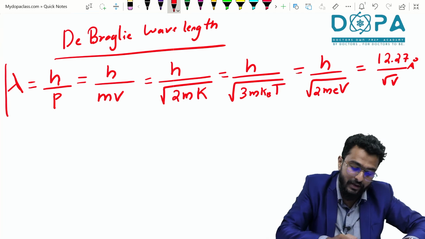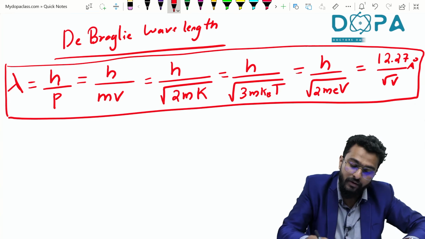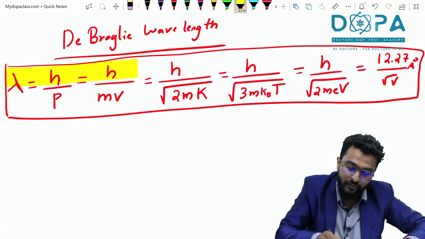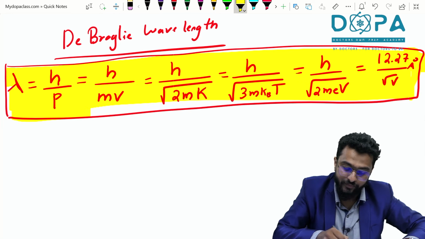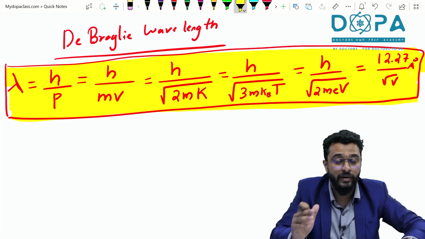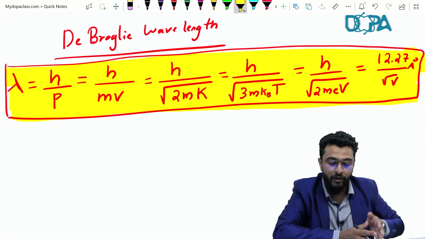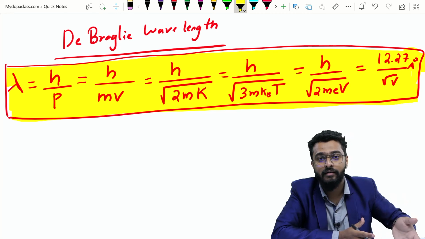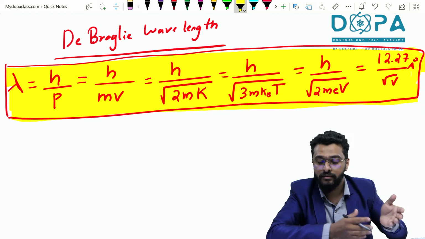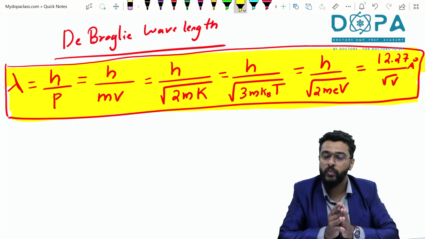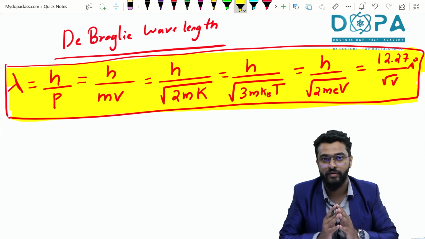Okay, so this is a set of equations for de Broglie wavelength. Here I am explaining the de Broglie wavelength equation in terms of momentum, and also in velocity, also in kinetic energy, and in terms of temperature, in terms of voltage, and finally 12.27 by root V angstrom. So this is the short trick to find the de Broglie wavelength.